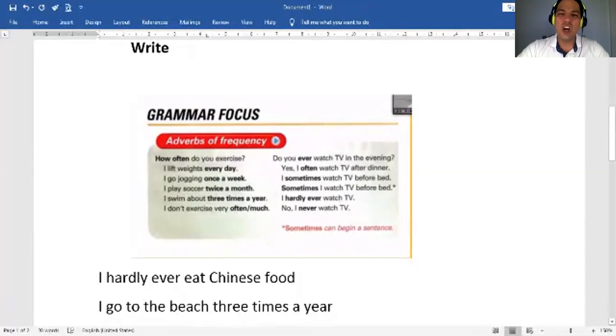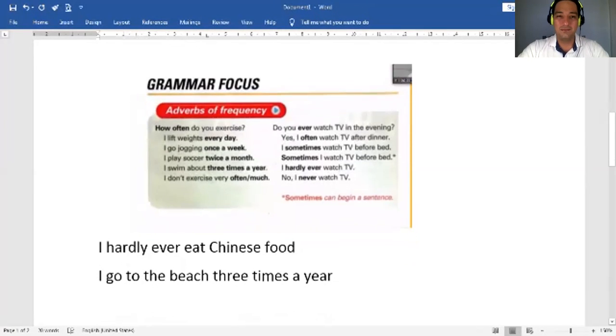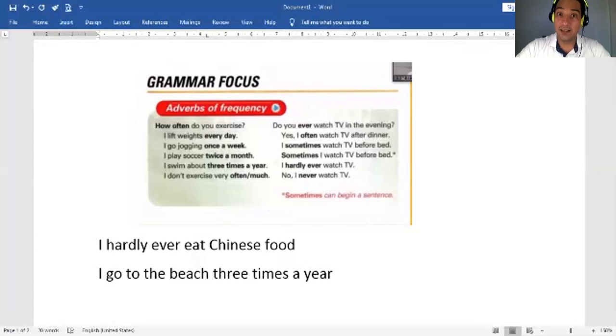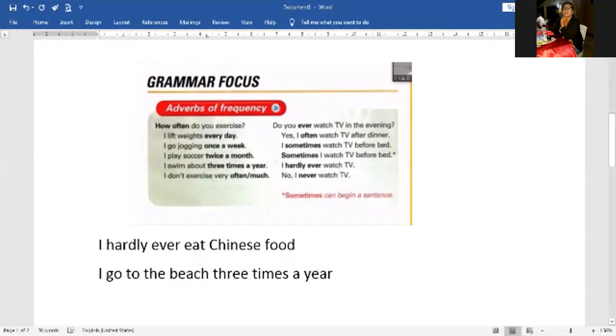By the way, what is jogging? Can somebody tell me what is jogging? Trotar. It sounds like yoga, right? It's a little bit tricky. Good. Thank you, Emperatriz. That's great. Yeah, jogging is trotar. Thank you very much, Carlos. I swim about 3 times a year. I don't exercise very often or very much.